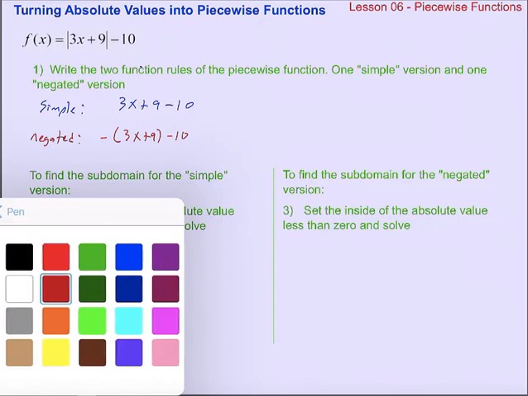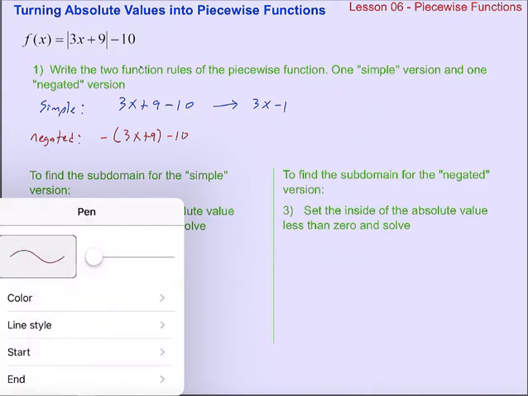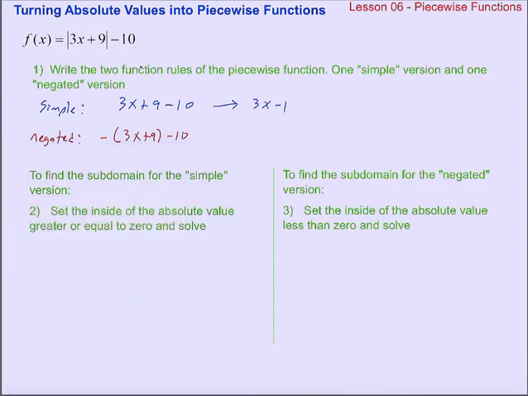Of course, they both can be simplified. 3x plus 9 minus 10 is the same thing as 3x minus 1, so I might as well just call it that. And negative (3x plus 9) minus 10, I can simplify that too. First, I'll distribute the negative, and then I can combine those like terms. It just looks a lot simpler and easier this way. So sometimes our function will follow the rule of 3x minus 1. Sometimes it'll follow the rule negative 3x minus 19. The only question is, when does it follow each rule?